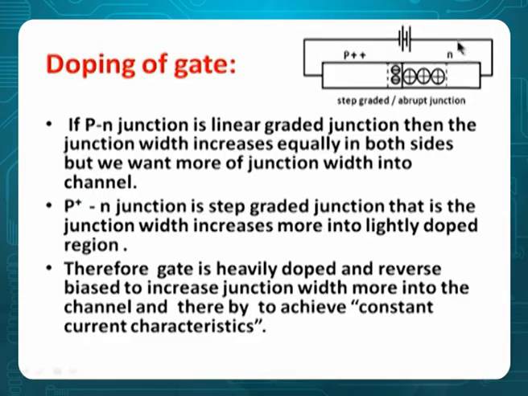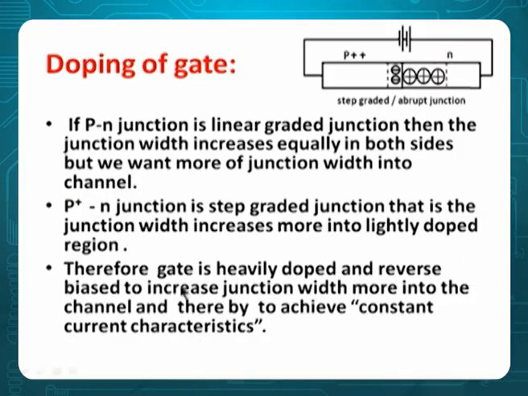For example, this is P++, heavily doped. This is N. Two ions here and two ions here. And the number of ions is always equal, but the widths are different. When the widths are different, there is a more increase in the lightly doped side. If it is simply PN, it's a linear graded junction, equal increase on both sides. But if it is P plus N, it is unequal, therefore the increase of junction width is also unequal.